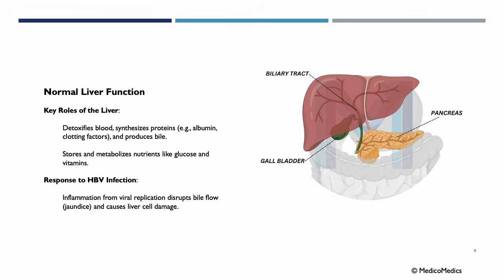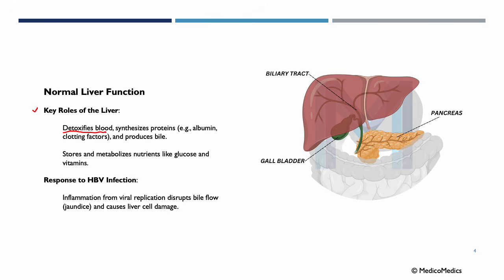Now let's begin by looking at the normal function of our liver. Some key roles include, first of all, detoxifying blood. So the liver removes toxins, drugs, and harmful substances from our bloodstream. It processes, for example, ammonia, which is a byproduct of protein metabolism, into urea. So the liver helps in processing ammonia into urea, and this is then excreted in our urine.